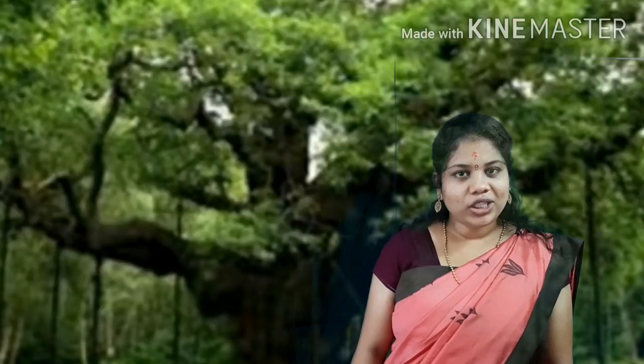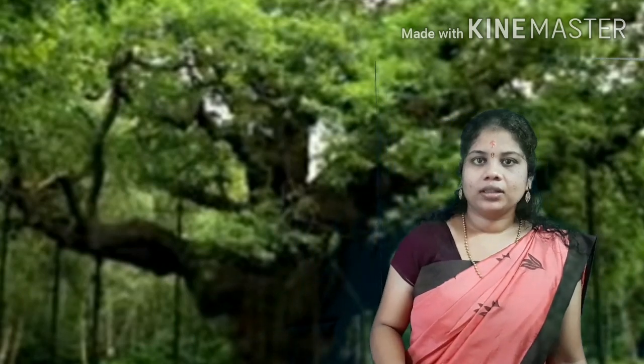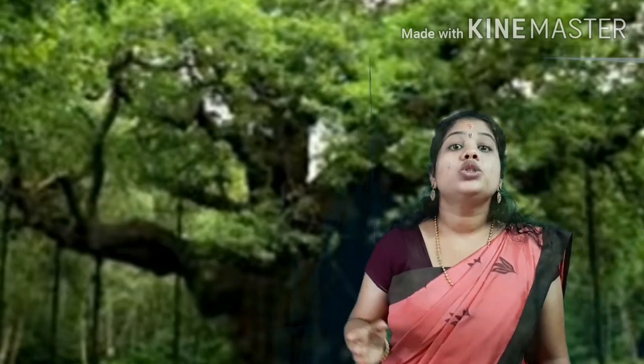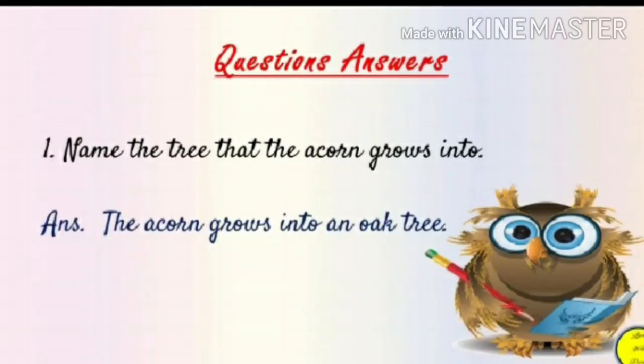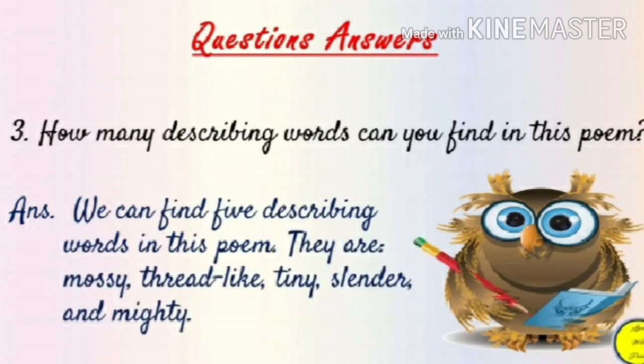Children, have you all enjoyed the poem? So, this poem's textual exercise is very simple. Shall we do it now? Please open the page at 24. First question. Name the tree that the acorn grows into. The acorn grows into an oak tree. Second one. What things does a seed need to grow? Answer. A seed needs air, soil, water and sunlight to grow.